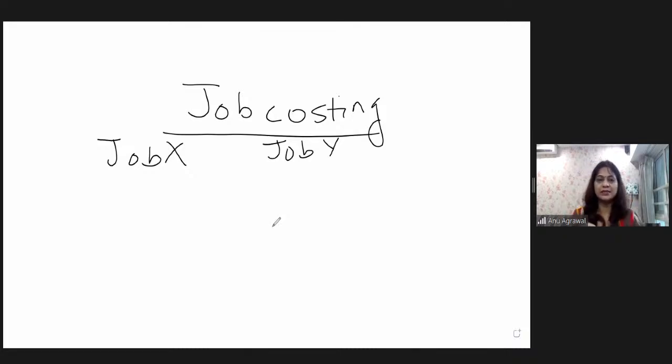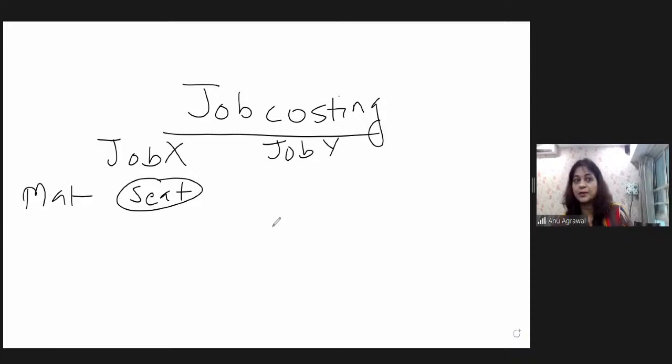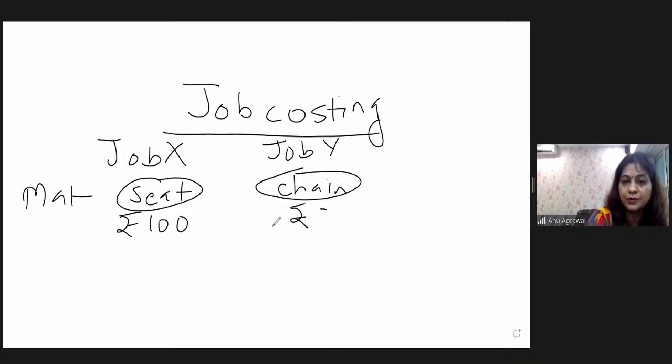Now, let us understand one thing. The material which will be used in job X should be the seat. Yes, in my case, it will be the seat cover, right? And in my friend's case, it will be the chain. So that will be the material. Let's say in my case, the seat is of worth ₹100 and say the chain is of ₹200. Now this is job specific. What material do I need to incur for job X or for job Y?